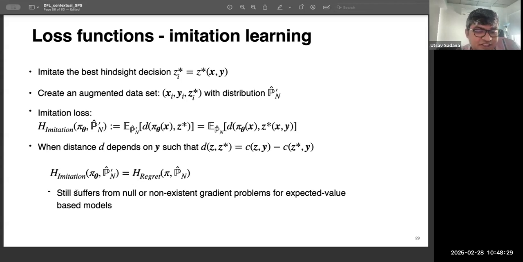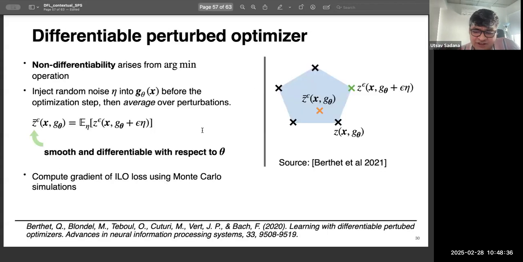So this H imitation is also not differentiable in theta if you choose this kind of a distance. Okay, we will see what you can do to make this differentiable. So let's look at what is called a differentiable perturbed optimizer. Here, the problem was that this argmin operation was not differentiable. For a given theta, the decision was not differentiable.